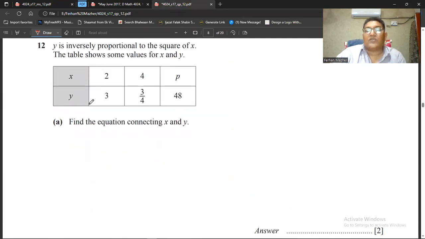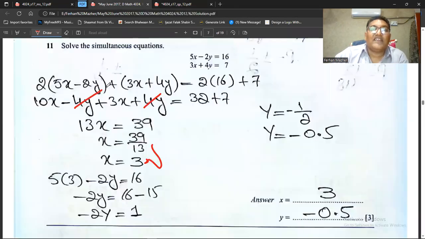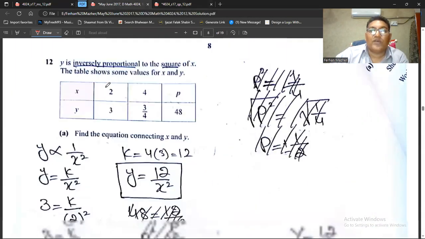Okay, so we are on question number 12. He says y is inversely proportional to the square of x. The table shows some values for x and y. Find the equation connecting x and y. So y is inversely proportional to the square of x. Okay, so y is proportional to 1 by x square.